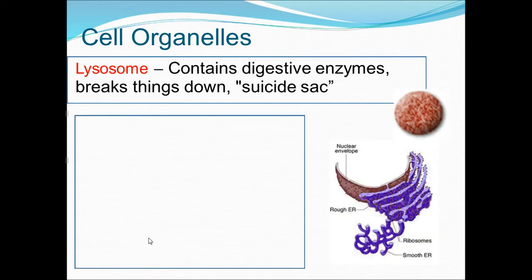The lysosome is kind of the stomach of the cell. It breaks things down. It has digestive enzymes in it. Remember, an enzyme is a protein, and proteins are made in ribosomes. Sometimes they're called the suicide sacs.